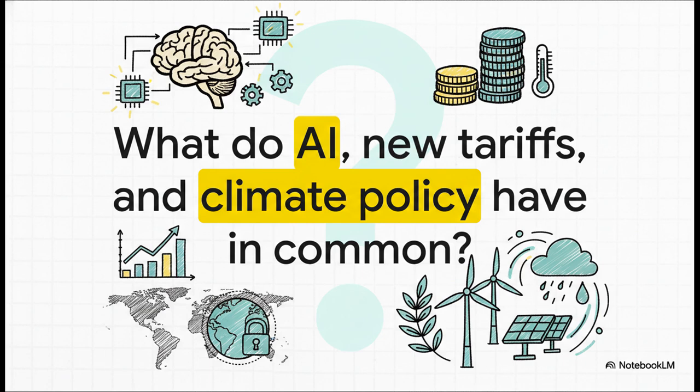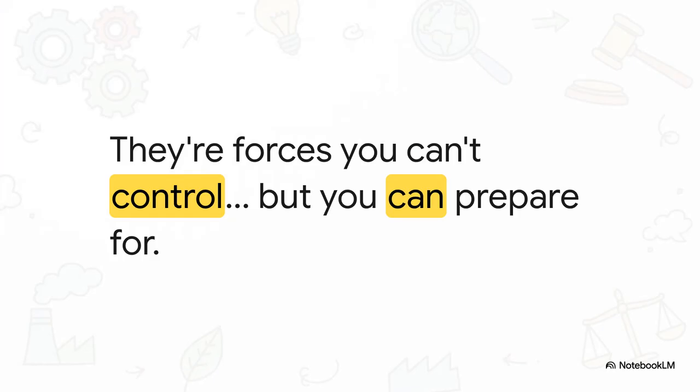So let's kick things off with a quick question for you. Think about three huge, game-changing things happening right now: artificial intelligence, shifting global trade tariffs, and new climate policies. What on earth do they all have in common? Well, the answer is, they're all massive forces that are completely outside of your control, right? But here's the thing. While you can't control them, you can absolutely prepare for them. And that shift in thinking is the key.